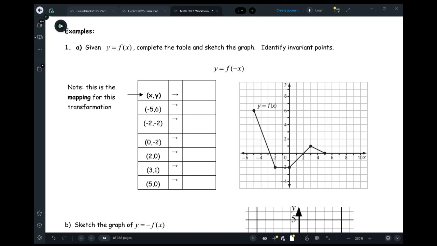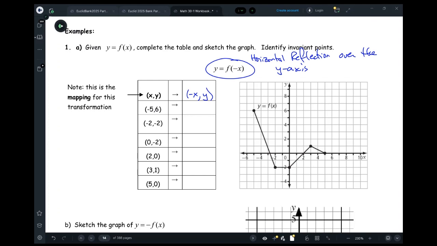Now this question says, given y equals f of x, complete the table and sketch the graph and identify the invariant points. But we're looking at this transformation right here. Notice that the negative is inside the function, so I know that this is going to be a horizontal change to the function. And in particular, I know this is going to be a horizontal reflection over the y-axis. Okay, so I know that the image point here is going to mean we're changing the x to negative x. And then the y stays the same.